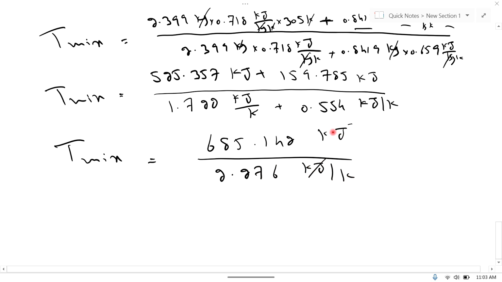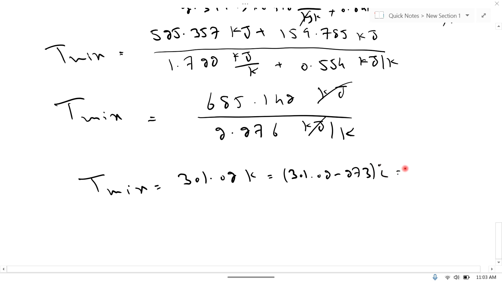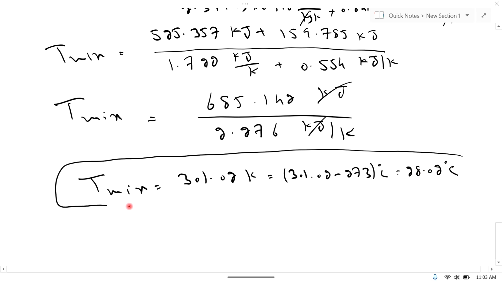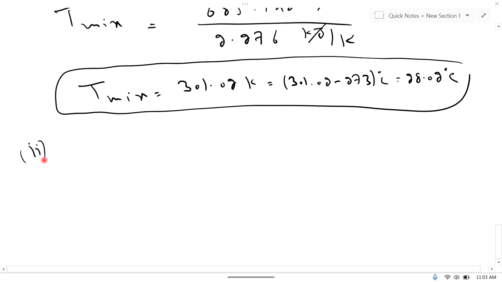So kilojoule will be cancelled with kilojoule. So final answer will be in Kelvin. So T of mixture is equal to 301.02 Kelvin. Convert this into degree centigrade. So 301.02 minus 273 degree centigrade, which is equal to 28.02 degree centigrade. This is the final answer of part number 1. Now we are solving part number 2.